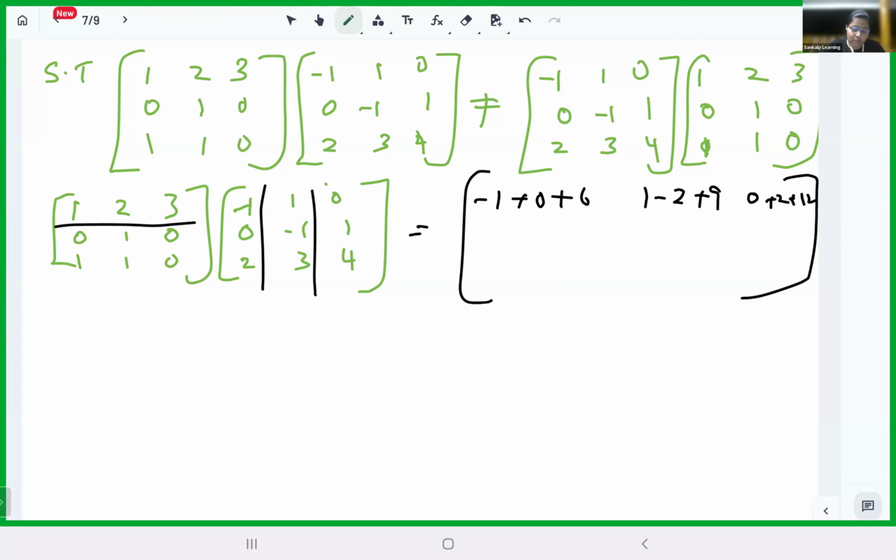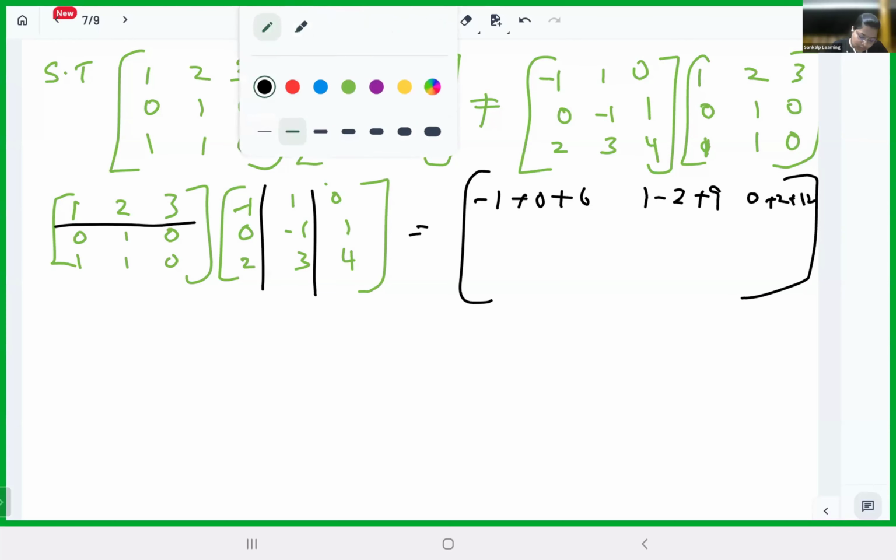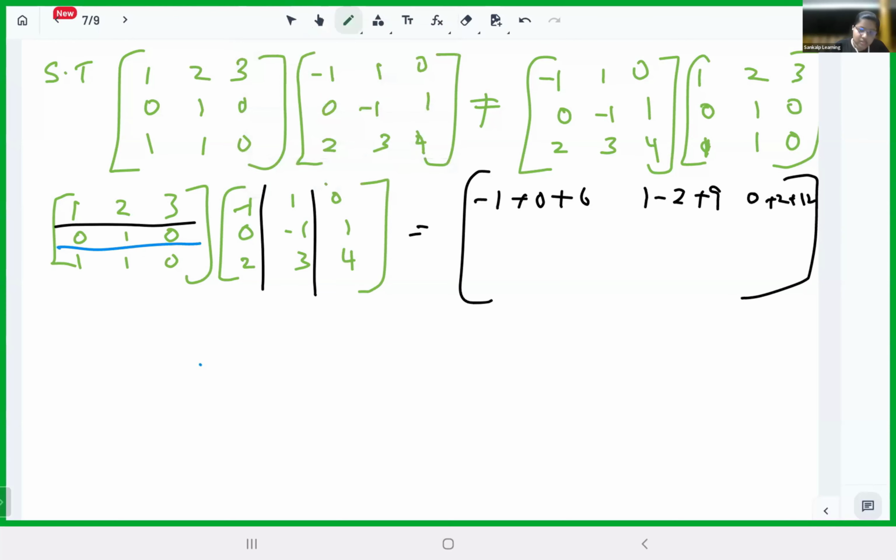Now we have to find out the second row. So how will you find out the second row? For that you have to consider the second row of the first matrix and the first column of the second matrix. Okay, so we'll get the first element. That is 0 into minus 1 is 0. 1 into 0 is also 0. Then 0 into 2 is also 0. Right? Now, consider the second column with the second row. That is 0 into 1 is 0. Minus 1 into 1. That is minus 1. 0 into 3 is 0. Now the third column. 0 into 0, then 1 into 1 is 1. Plus 0 into 4 is 0.